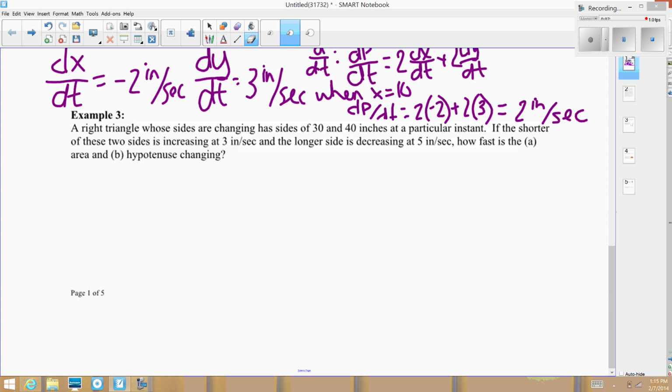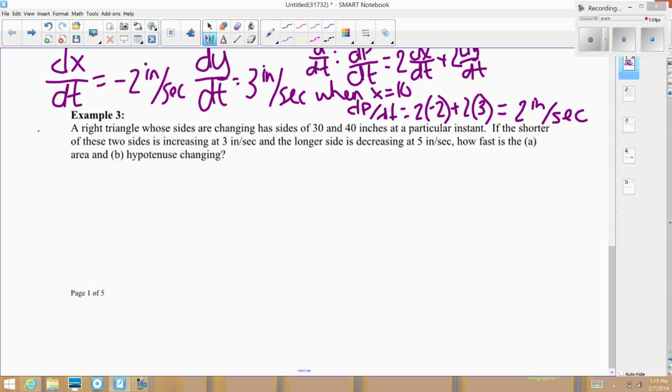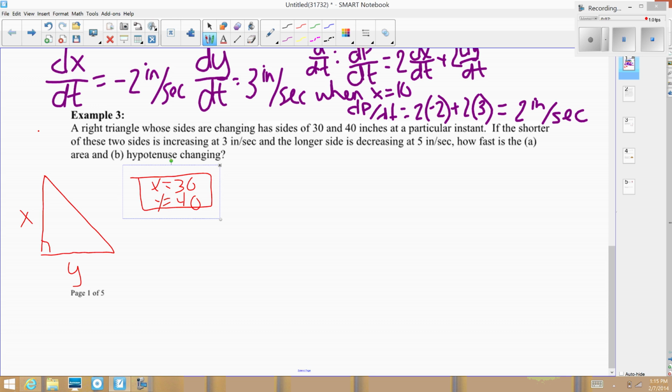All right. So now we're dealing with a right triangle, not just any triangle, a right triangle whose sides are changing. So here's my triangle. I'm going to call this X, call this Y. The sides are changing. So at a particular moment, at the snapshot moment that we're looking at, X is 30 and Y is 40. That's our snapshot.